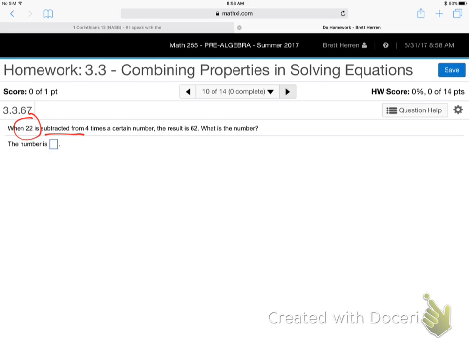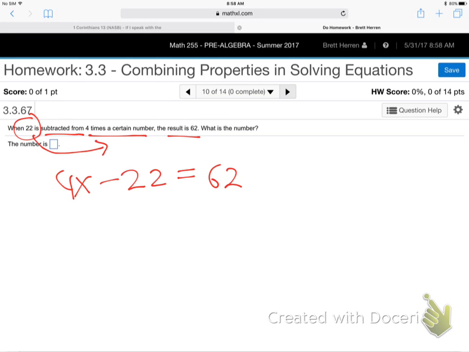So 22 subtracted, but 22 goes in the back, right? Whenever you have those words subtracted from, that means 22 is at the back, subtracted from something. What's it subtracted from? 4 times a certain number. So that'd be 4 times x. Is that good? 22 subtracted from, at the back, 4 times a certain number, 4x. The result is 62. Good? Let's get that equation.